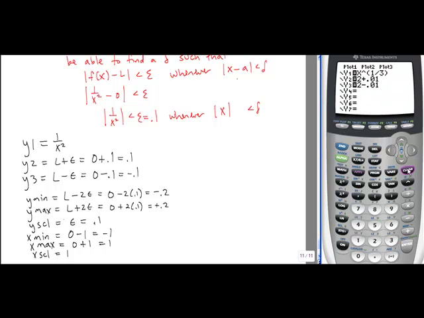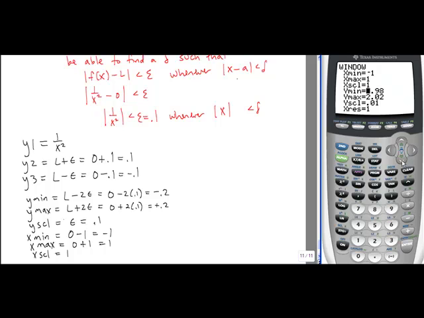So in y1, we're going to type in 1 divided by x squared. In y2, we had 0.1. That was just our L plus epsilon, so 0 plus 0.1. And in y3, we want L minus epsilon, so 0 minus 0.1 is negative 0.1. Then for our window dimensions, for x, we were centering this around 0, so I'm going to go 1 to the left, so negative 1 up to positive 1 with a scale of 1.